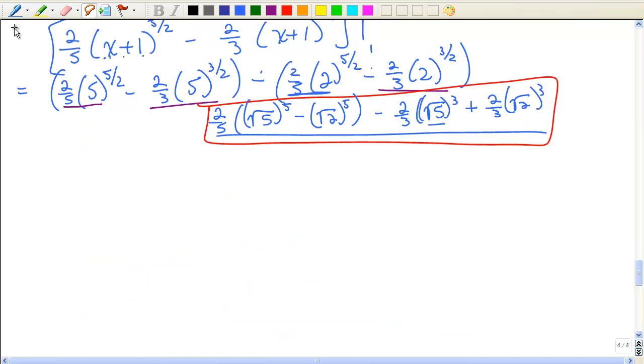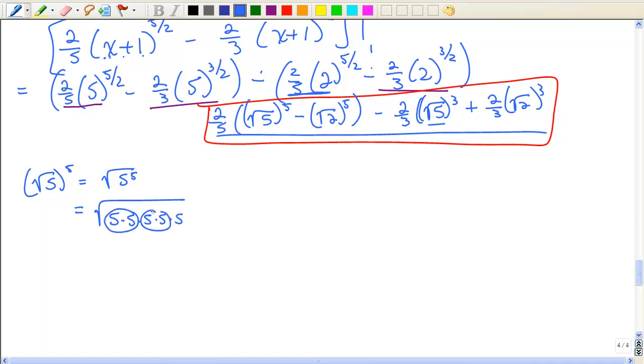Alright, this answer is just entirely too ugly. Let's see if we can go back and review square roots. If I have the square root of 5 to the 5th power, that's the same thing as the square root of 5 to the 5th underneath. So that's really a bunch of 5s. If you recall, you can simplify those square roots. So you can take out a 5, take out a 5. So that would be 25 square roots of 5.